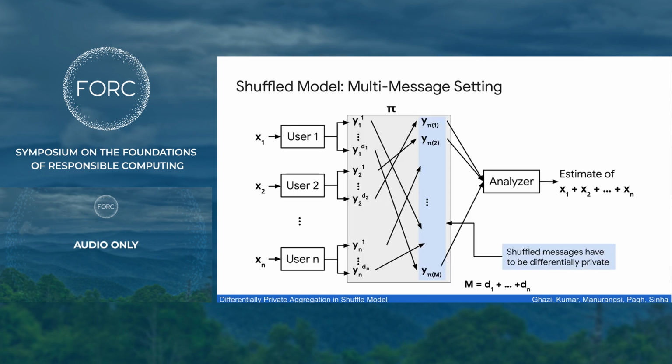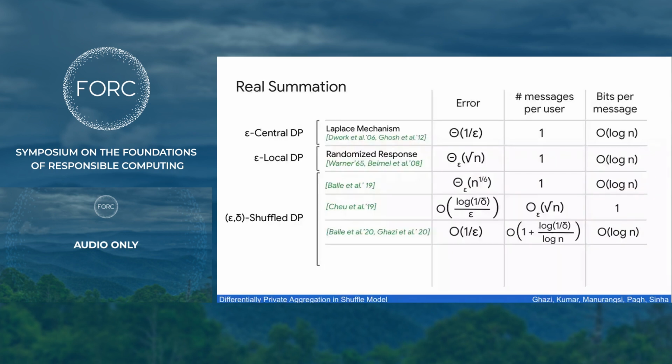This leads to a study of a relaxation of the previous model, where now we allow each user to send multiple messages, and all these messages are still shuffled together and then sent to the analyzer. In this multi-message setting, several works have shown that it is possible to achieve error that is similar to that of central DP. However, these algorithms still require a large number of messages sent per user. In this work, we show that this is not necessary. Specifically, our algorithm can achieve an error that is near central, while each user sends just 1 plus o(1) messages in expectation, for a large range of delta.